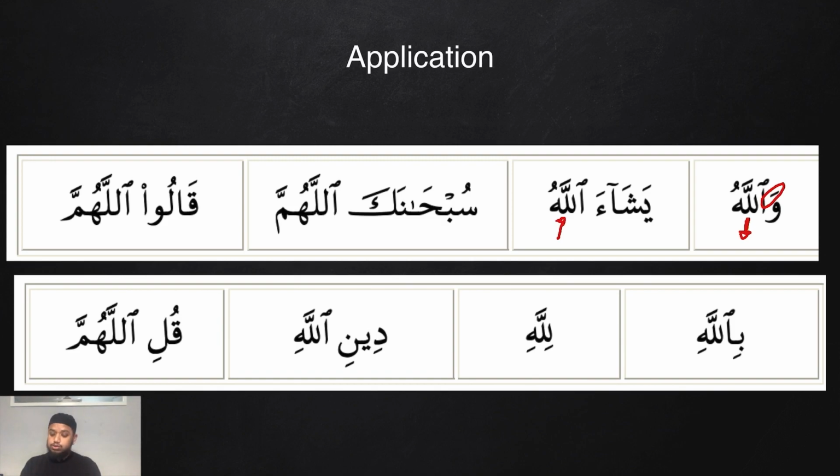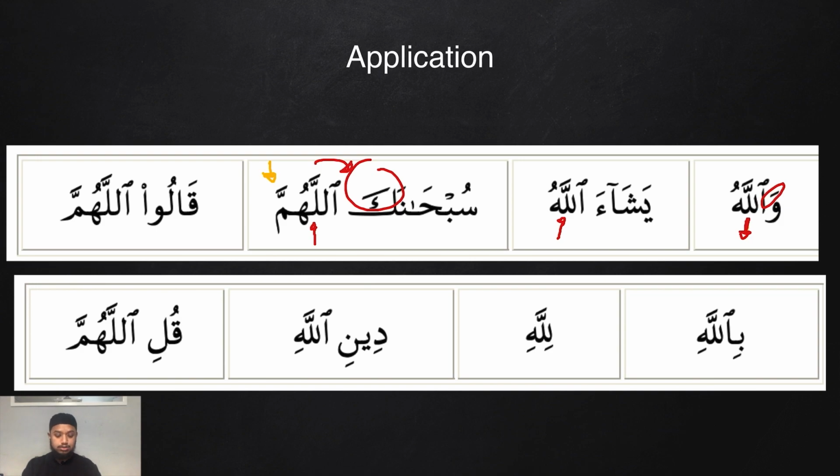Next example, Subhanaka Allahumma. Once again we have a lam in the name of Allah. It is full mouth because it does not have a kasra before it. It has a fatha before it. Also here at the end, Allahumma, we have a mim with a shadda, so we have ghunna for 2 harakat.